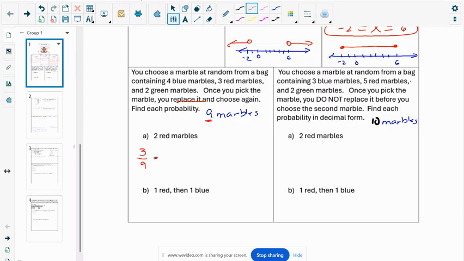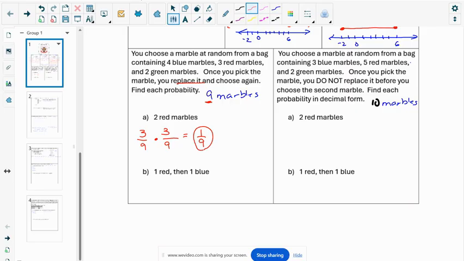Now I'm going to multiply them. I'm going to pick another marble. Now again, I put it back. So I'm back in the bag. I'm back where I started. There's 9 marbles total, and there's still 3 in there that are red. So I multiply that across. I let my calculator simplify it for me, and I get 1/9.